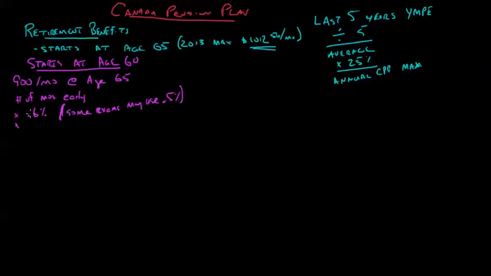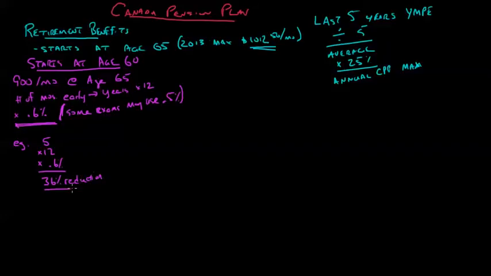So the number of months early times 0.6%, and the way you would get the number of months early here is by taking, of course, the number of years times 12. And that's going to give you then your reduction. So let's say that we have somebody who is retiring at 60. For that person, we can see that they're retiring 5 years early at 12 months a year at 0.6%. That would give you a 36% reduction.